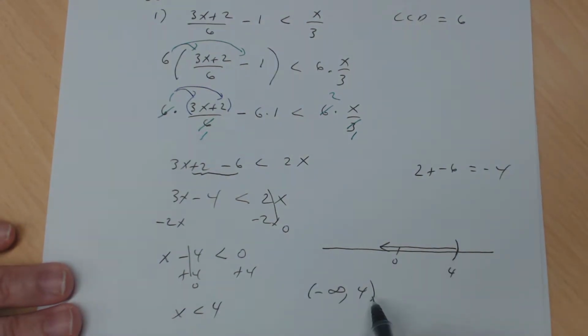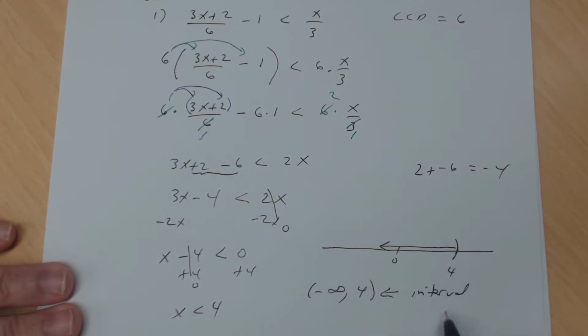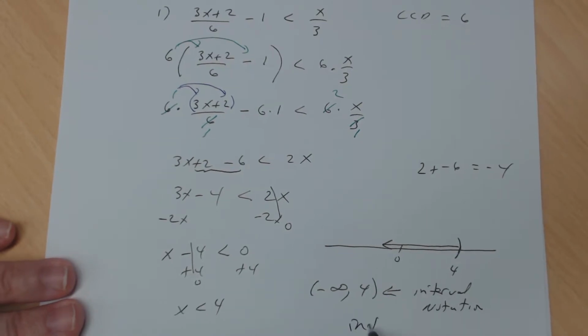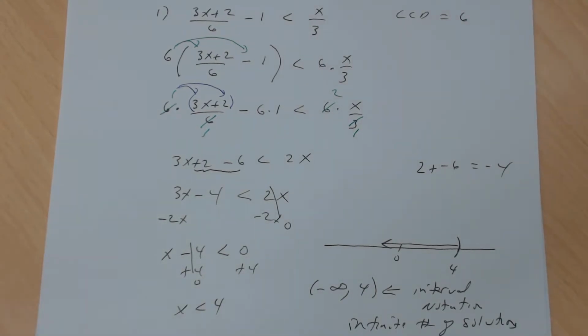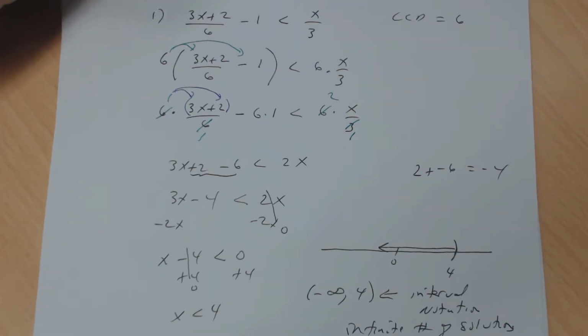All right, so there's your graph, and there's your interval notation. This is the interval notation. So remember, there's an infinite number of solutions. You cannot count them. There's not a finite number. There's an infinite number. Okay, number 2.